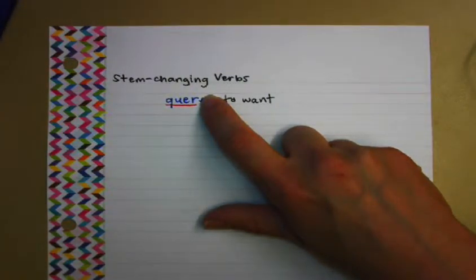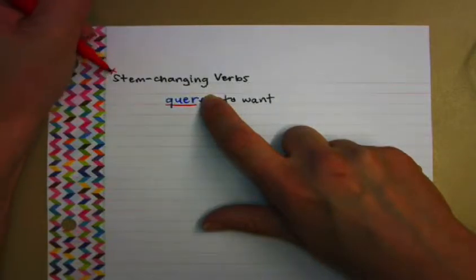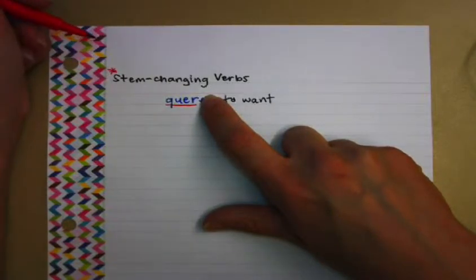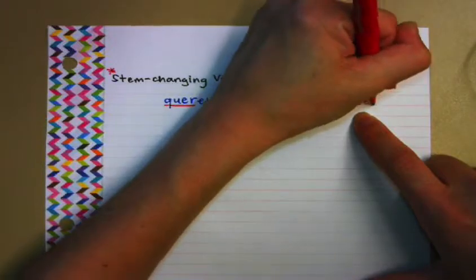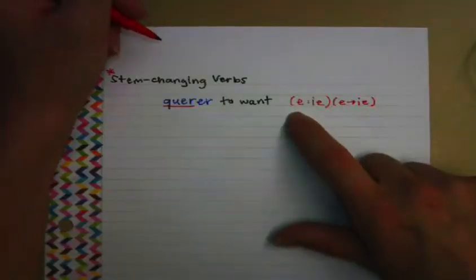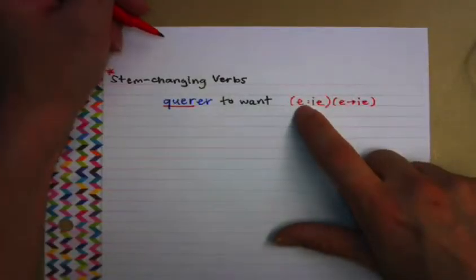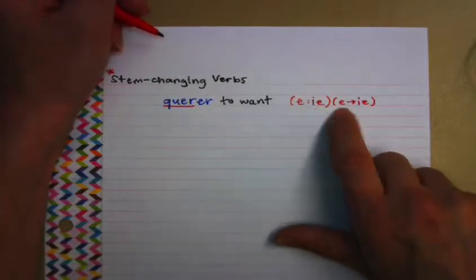Now, like I said, there's a spelling change in the stem. That's what makes it a stem changing verb. So this type of stem changing verb is classified as what we call an E to an IE verb. They also write it sometimes like this, E to IE. Either way, you're going to take the E in the stem, and then you're going to change it to an IE.